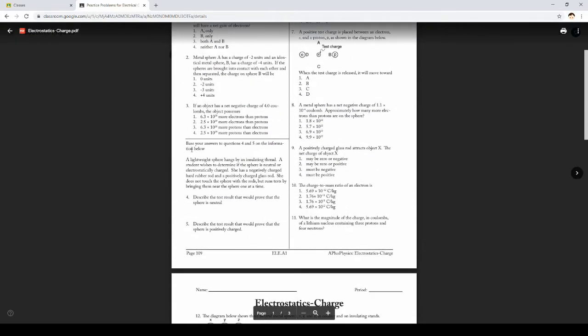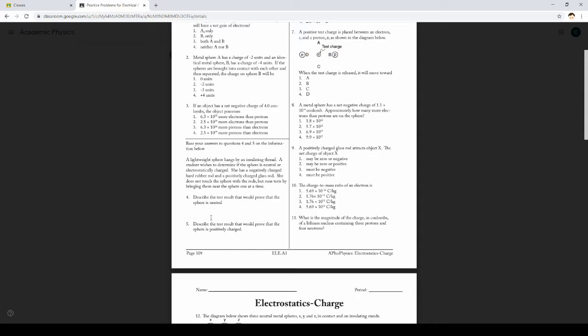Going back up here to number 4, if our object is attracted to a negative rod, that means the object in question has to be either positive or neutral. If it is attracted to a positive rod, the object in question has to be either negative or neutral. If it is attracted to both positive and negative, the only result that would make sense would be for it to be neutral.